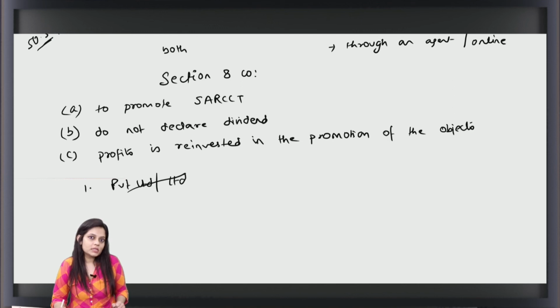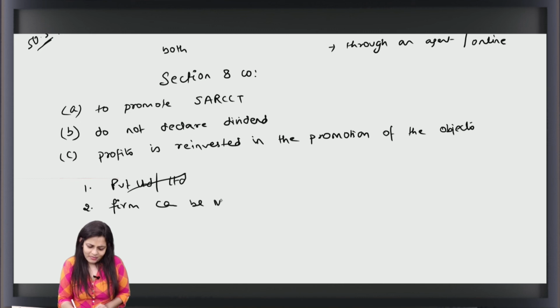Chamber of Commerce, you heard about that? It is for the promotion of commerce. It's a Section 8 company. It does not use the word limited or private limited after its name. Then second, even a firm can be a member.